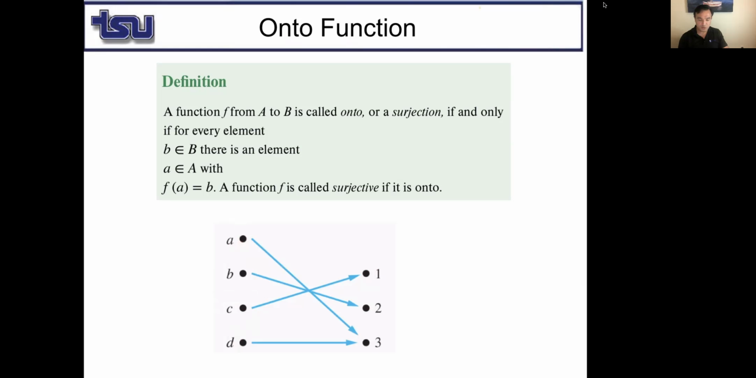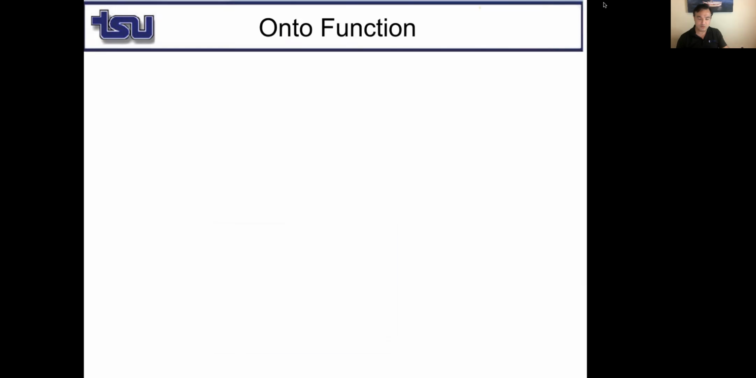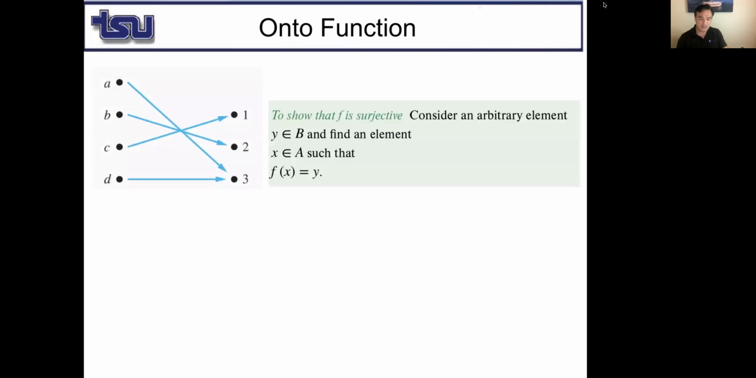By the way, it's also called surjective. One-to-one is injective, onto is surjective. And here, in order to show that f is surjective, it's very easy. For any element in B, choose an arbitrary element y in B. Find an element x in A such that f of x is equal to y.